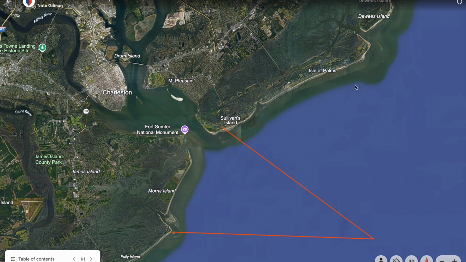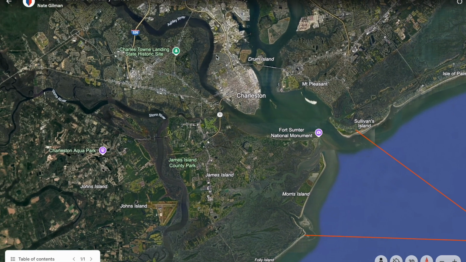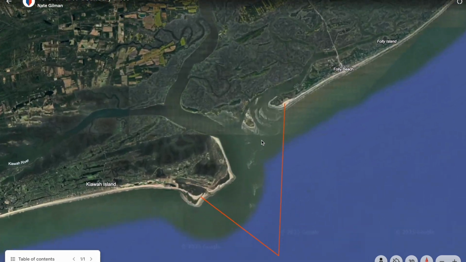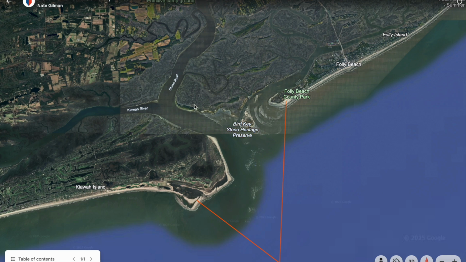So if you're off Isle of Palms, down off Folly Beach, this is all near coastal. This is inland waters all the way up through Charleston Harbor. And then the same thing coming down here between Kiawah and Folly. If you're along the Kiawah River or you're pretty far near shoreline on Kiawah Island, this is all inland. And this is going to be near coastal on either side.